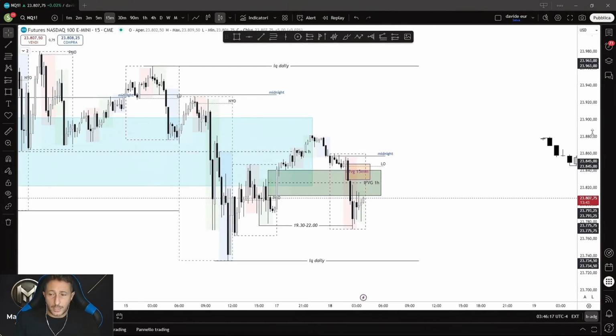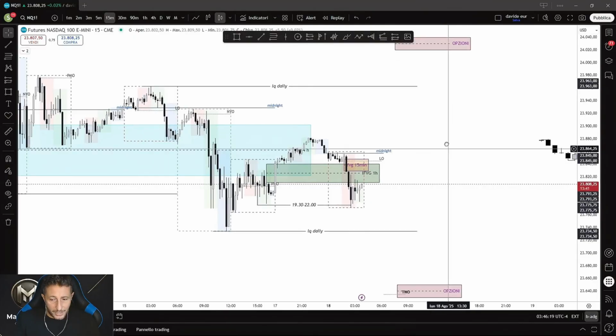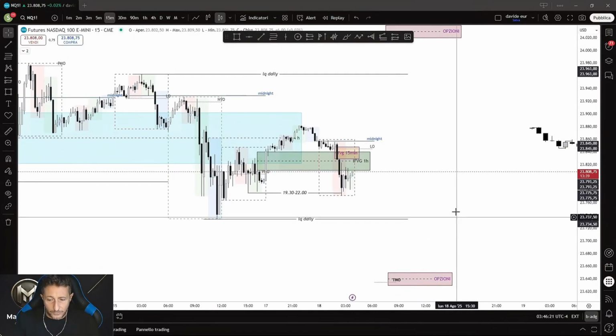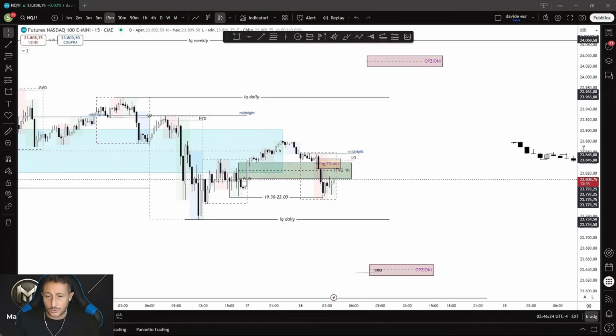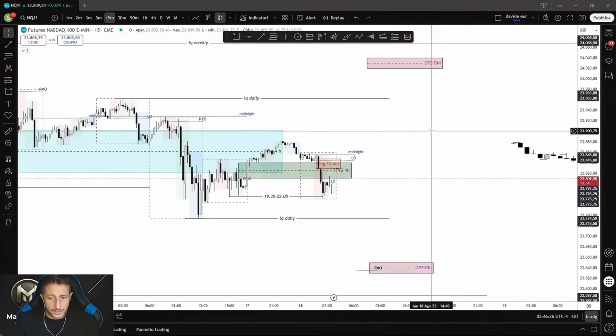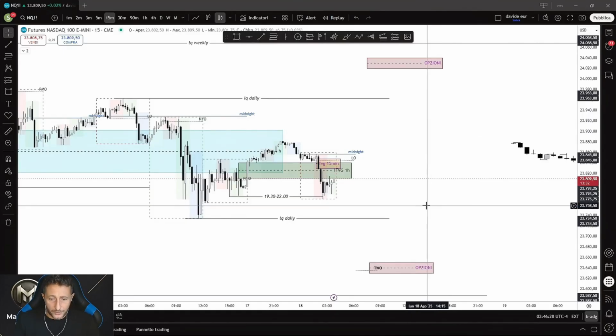Okay, so we've basically marked everything down. Later, I'll also show you the option zones and give you the exact numbers. Now let's take a look at what trades we can take.